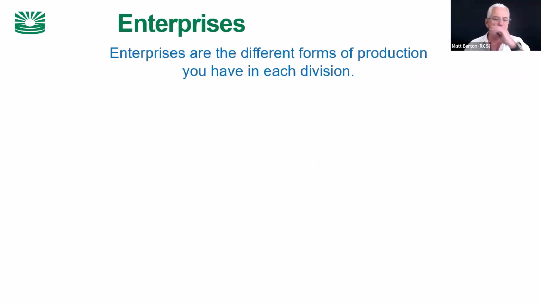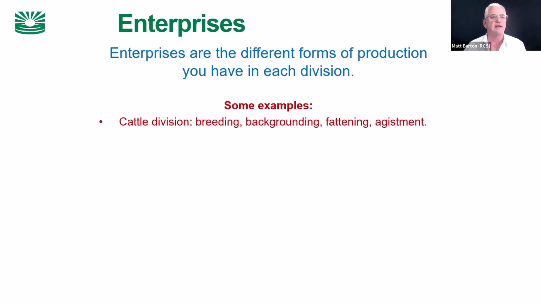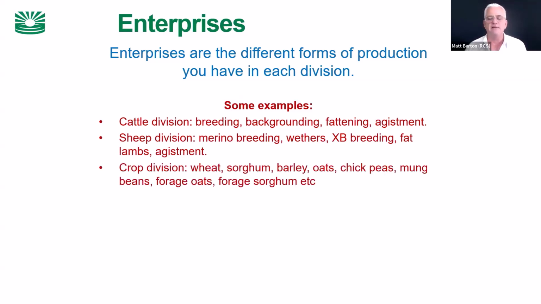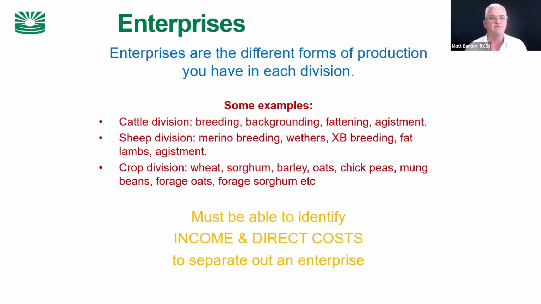Then we have enterprises. Enterprises are different forms of production in each division. So in a cattle division, we might have breeding, backgrounding, fattening, and agistment. Sheep, we might have merinos, wethers, crossbreed, fat lambs, agistment. Cropping, any species you like to know. But we must be able to identify the income and direct costs for each of those enterprises so we can start to compare those enterprises. This is where the low-hanging fruit is. This is where we can make big differences to the businesses that we're running.